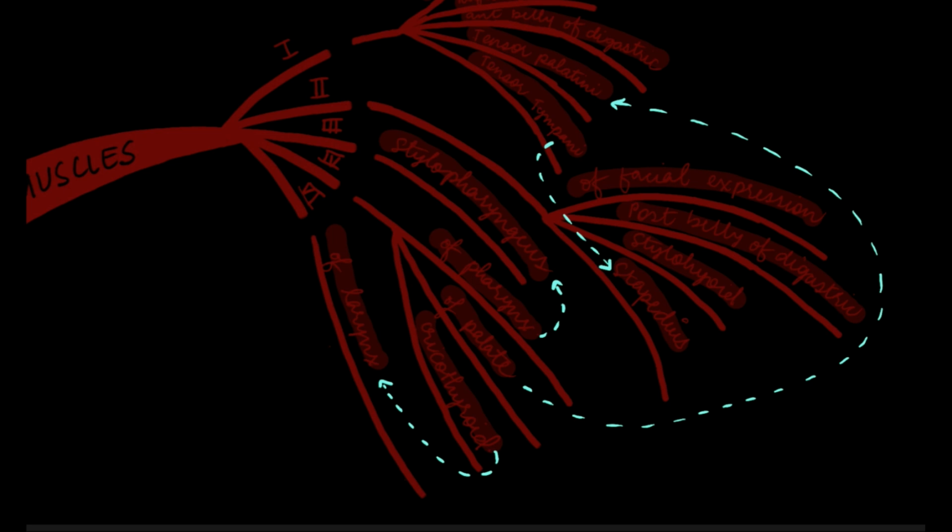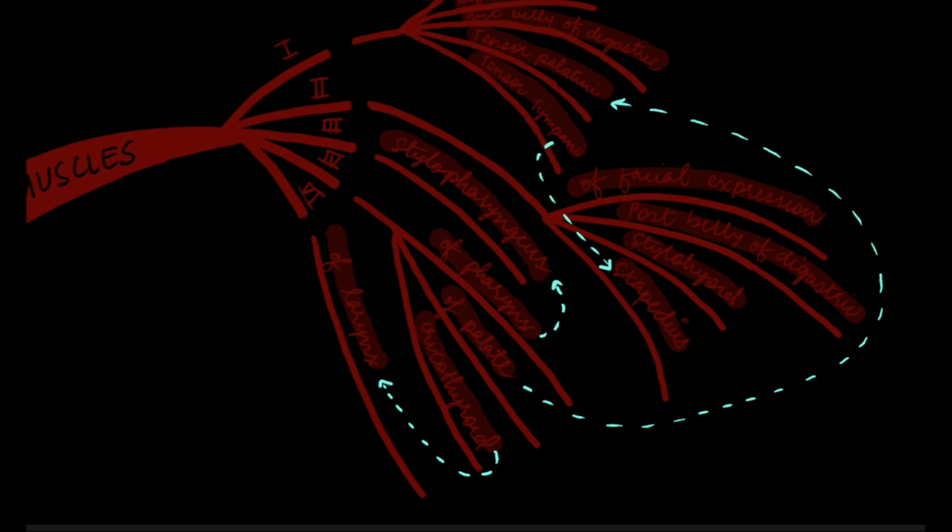Talking about the muscles of palate. The palatal muscles include the tensor palatini, levator palatini, palatopharyngeus and palatoglossal muscles, out of which the tensor palatini is derived from the first pharyngeal arch and the rest of the palatal muscles are derived from the fourth arch.